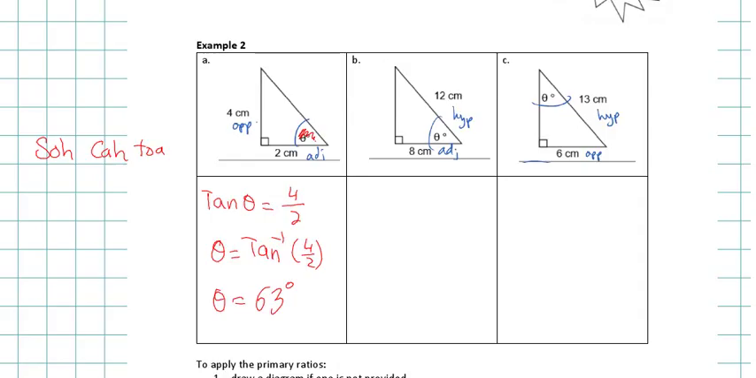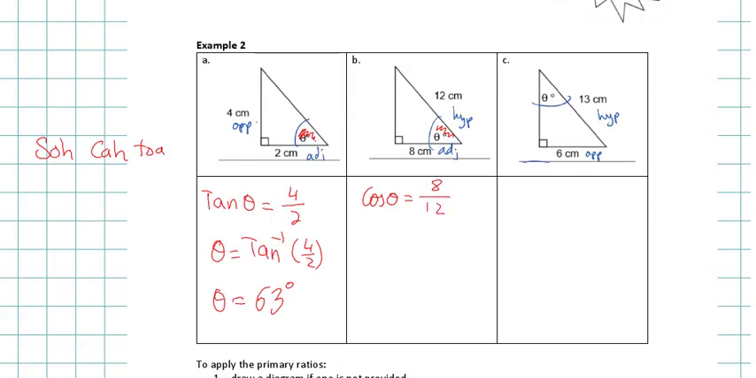Next one. I know this is my angle of interest. This is the adjacent. This is the hypotenuse. So which trig ratio do I use that includes adjacent and hypotenuse? Cosine, because cosine is the one that includes A and H. So cosine theta is adjacent over hypotenuse, 8/12.